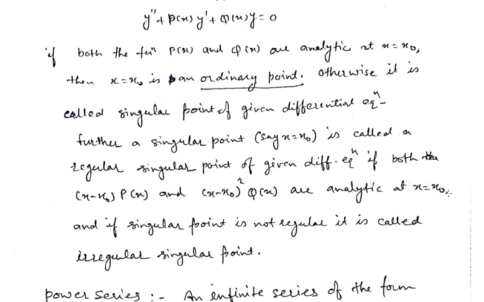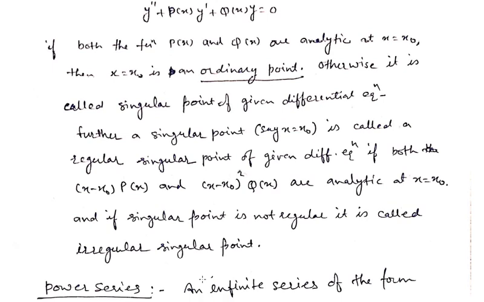Regular singular point. Very first, x naught is not an ordinary point, it means it is a singular point. And if this singular point satisfies this condition, that both are analytic at x equals x naught, then we say x equals x naught is a regular singular point. Otherwise, if any one of these two is non-analytic at x equals x naught, which is a singular point, then that x naught is called an irregular singular point.